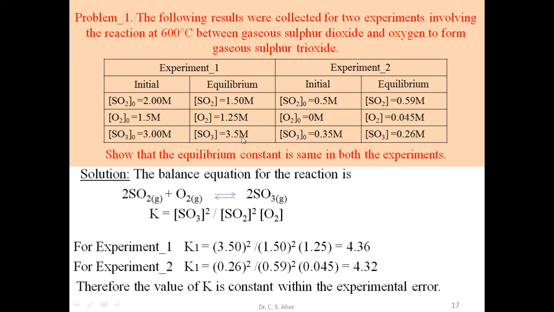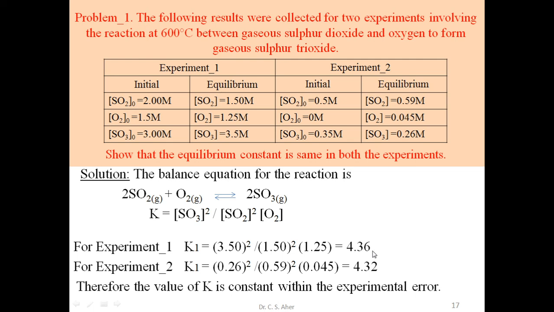So we put the equilibrium values of experiment 1 in this equation. The SO3 concentration is 3.5 moles raised to power 2. Then we substitute the SO2 concentration, 1.5 raised to power 2. The concentration of oxygen is 1.25. So use the calculator and solve this calculation, and the final answer is 4.36.